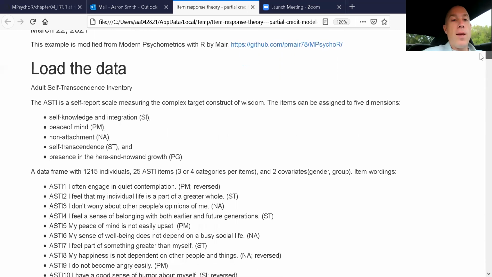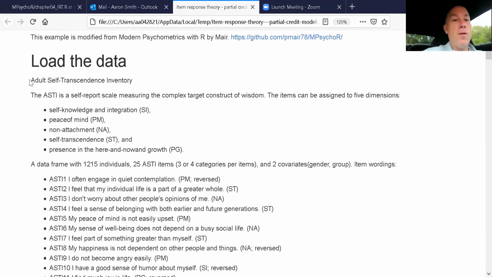All right, so let's go ahead and get the Adult Self-Transcendence Inventory. This is a self-reported measure of the complex target construct of wisdom. There are 5 dimensions: self-knowledge and integration, peace of mind, non-attachment, self-transcendence, and presence in the here and now, and growth. The data frame has a little over 1,200 observations, and there are 25 individual questions.